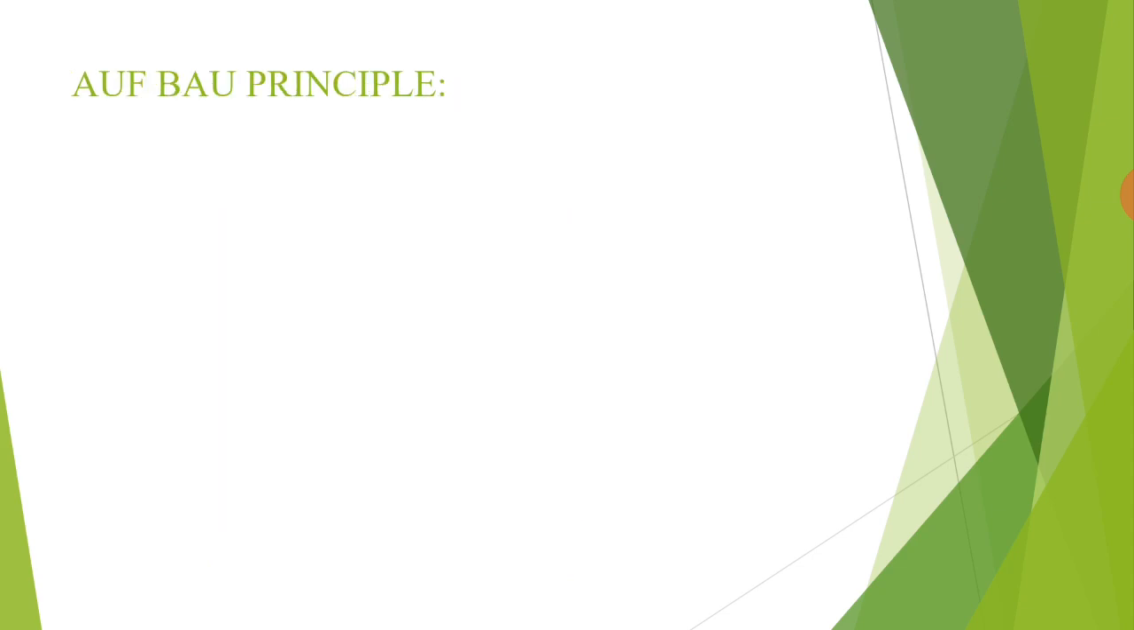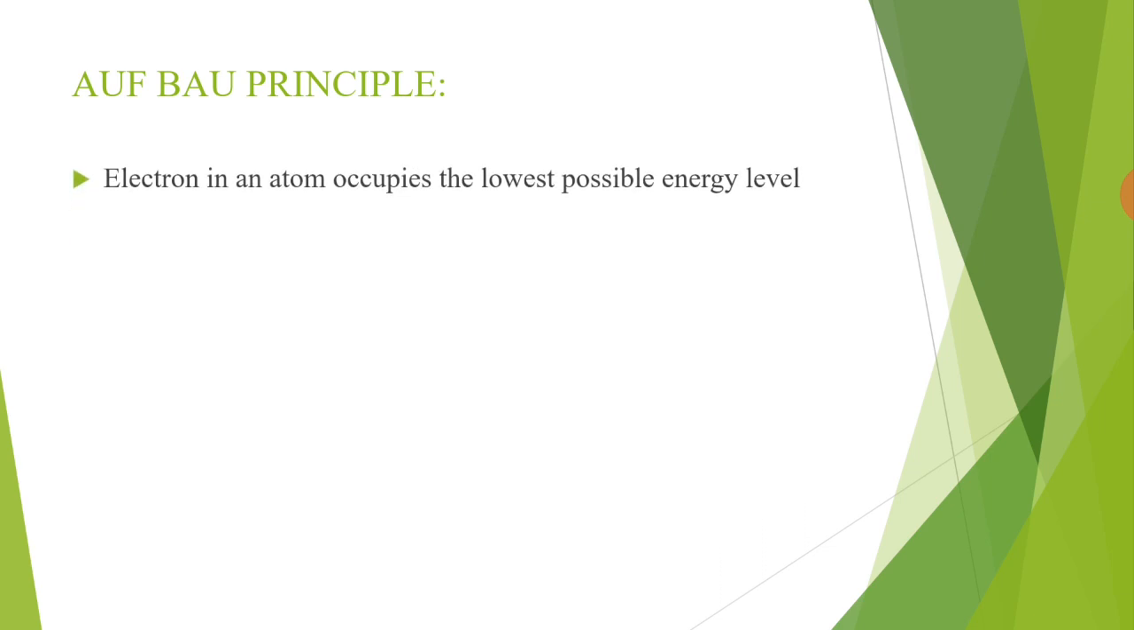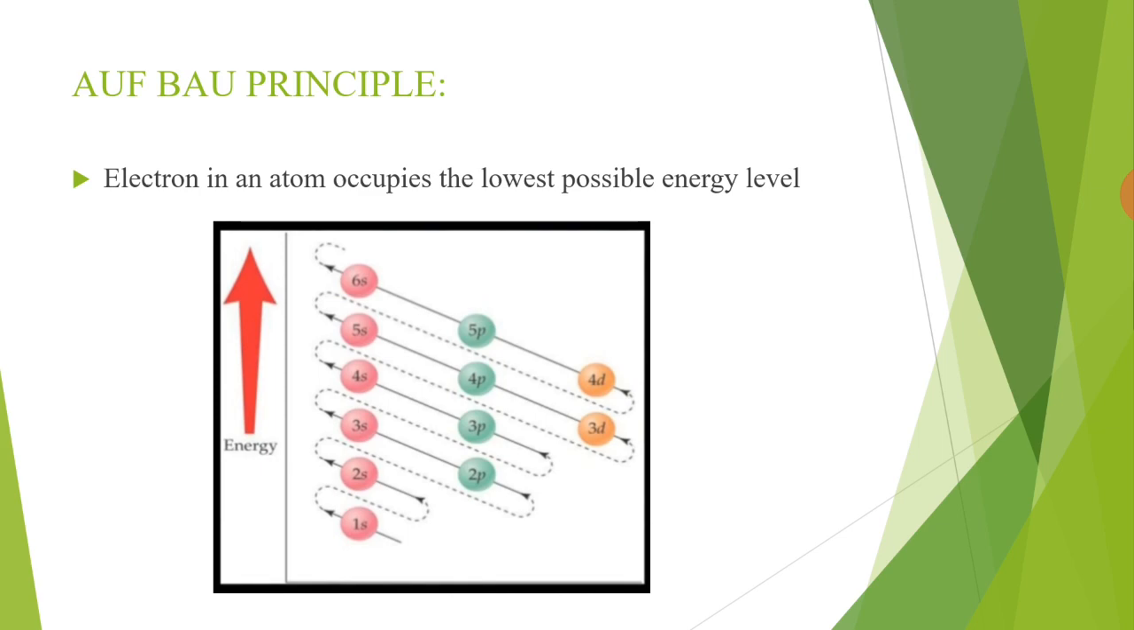We can fill the electrons present in various elements by using Aufbau principle. According to Aufbau principle, electrons in an atom occupy the lowest possible energy level. This means electrons will first fill 1s sub-energy level, then 2s, then 2p, then 3s, and so on.